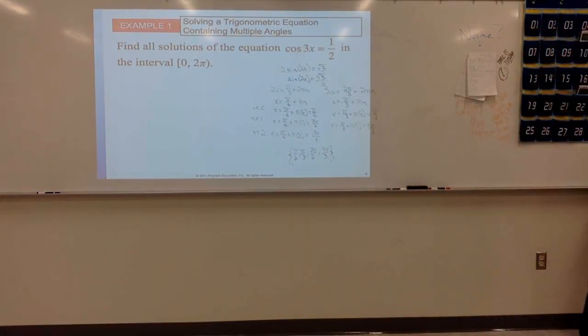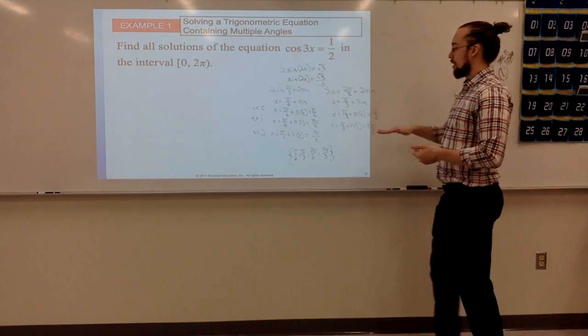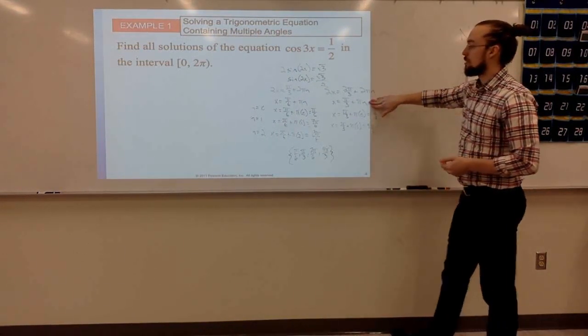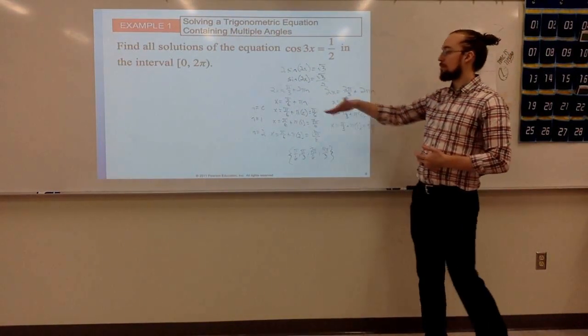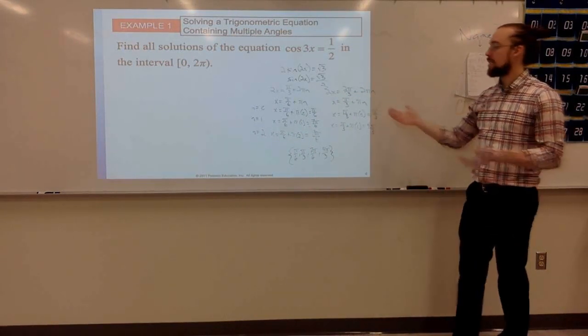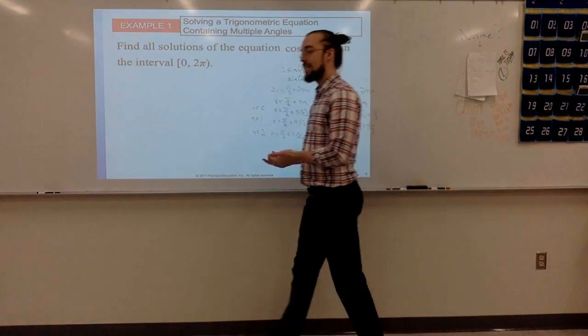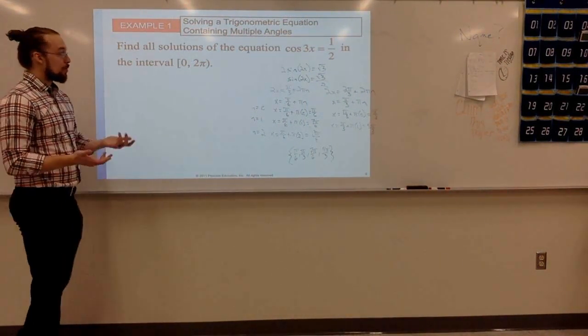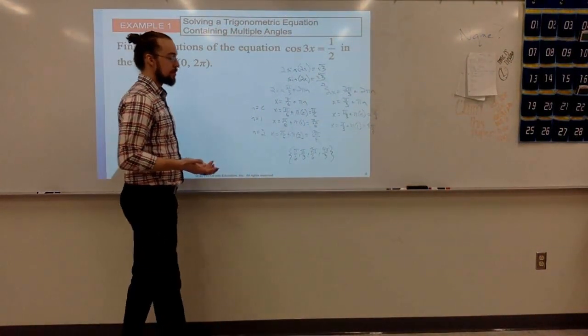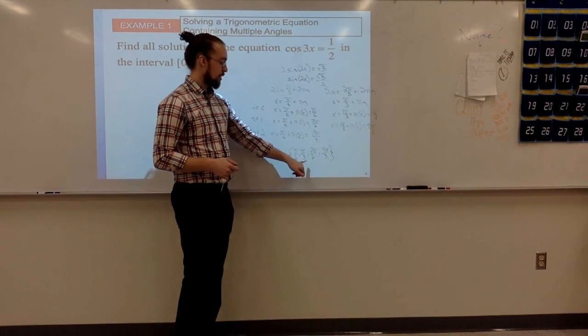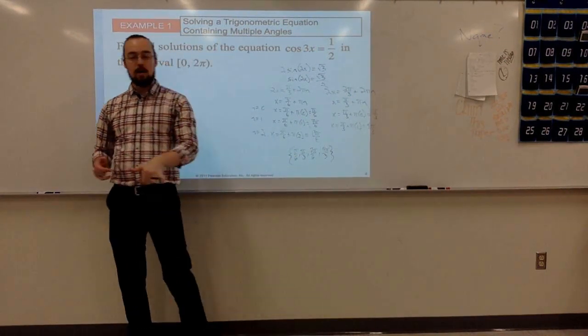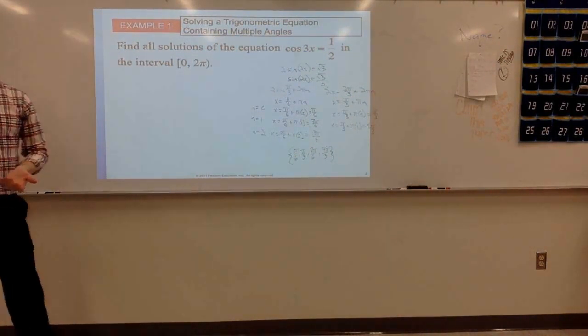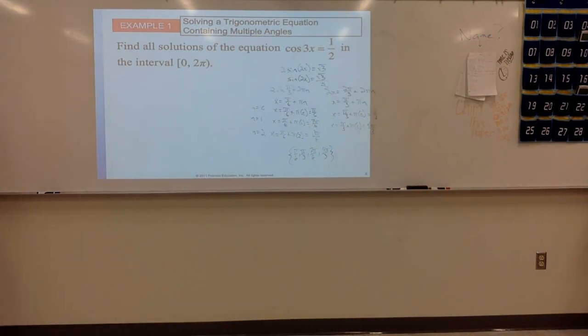Alright, so we should get for our solution sets up here pi over 6 plus pi n, pi over 3 plus pi n, so that if I start plugging in integers for n, we find 4 solutions in between 0 and 2 pi. Pi over 6, pi over 3, 7 pi over 6, and 4 pi over 3. Okay. Questions?